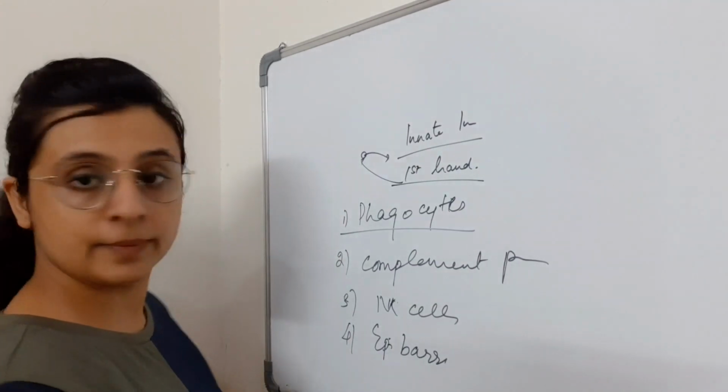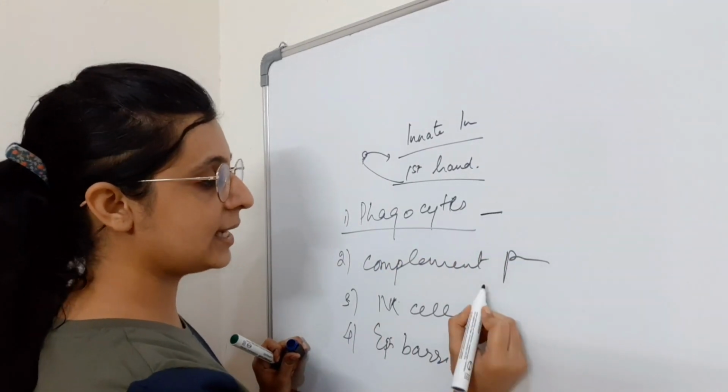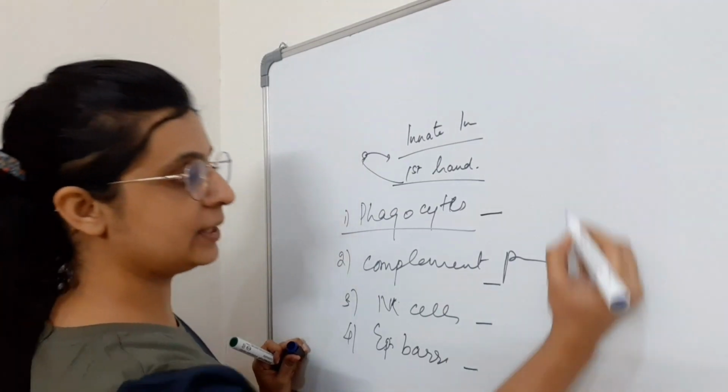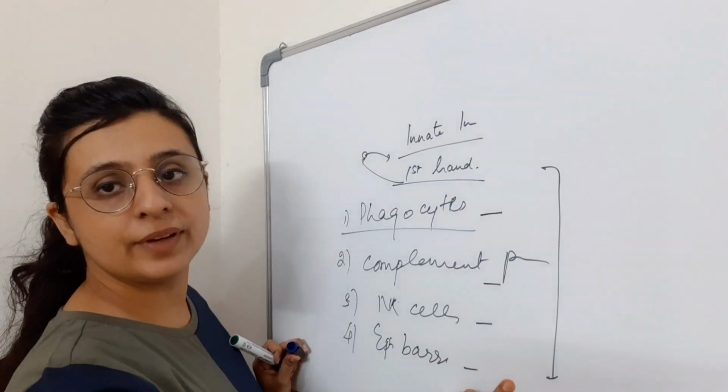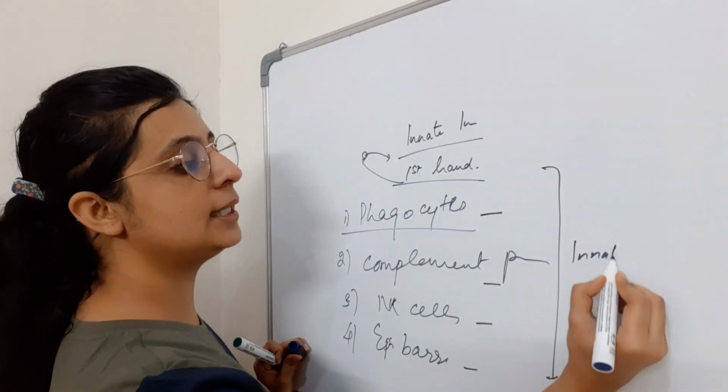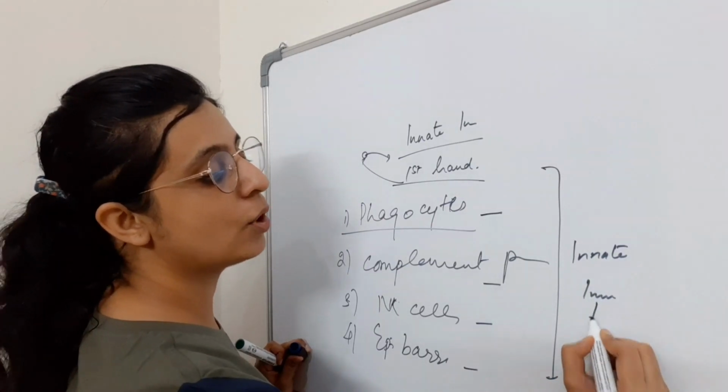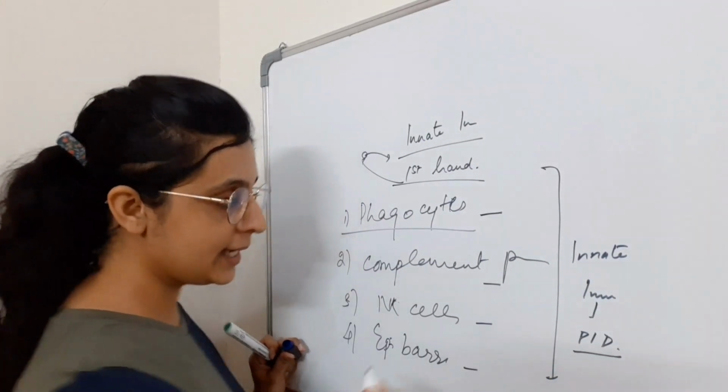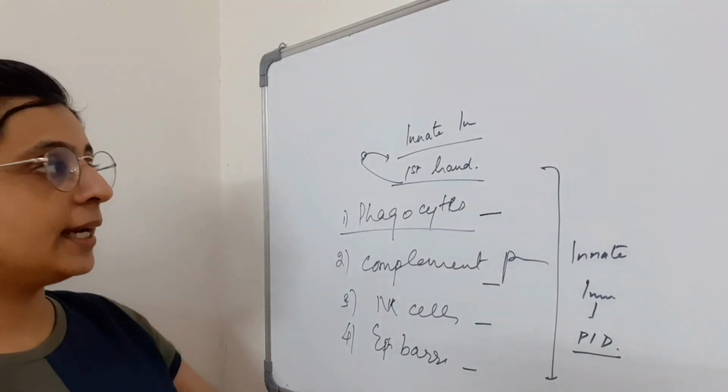Any defect, right from phagocytes, complement proteins, NK cells, epithelial barriers will lead to defect in the innate immunity, or we can say are the cause of PID, right? So this is innate immunity.